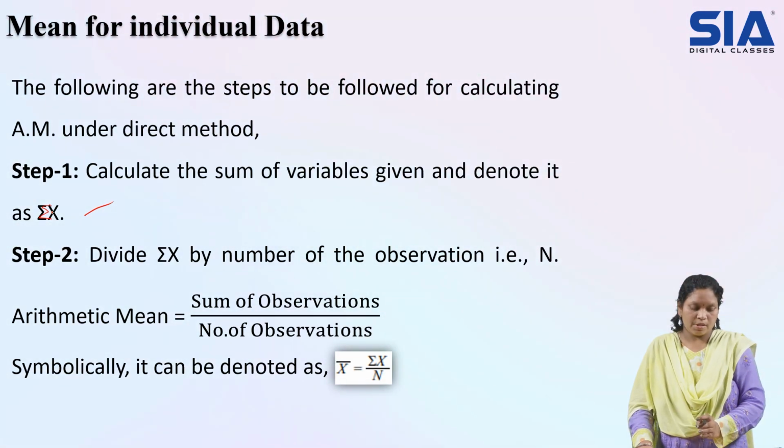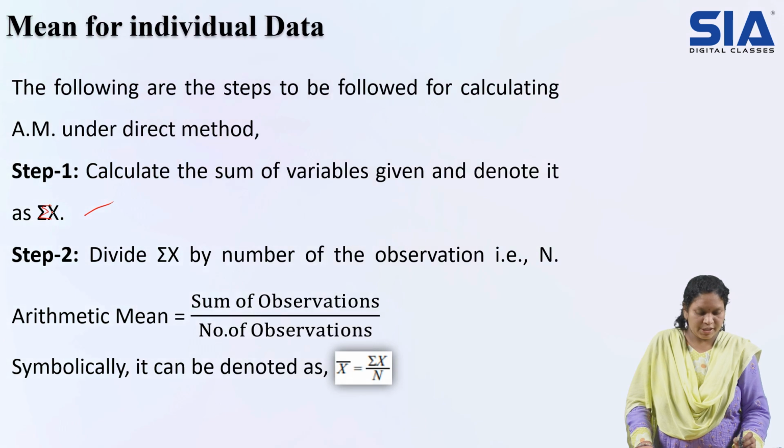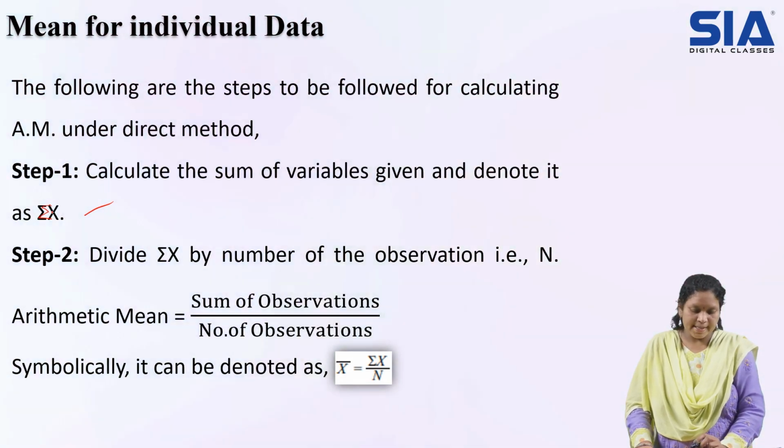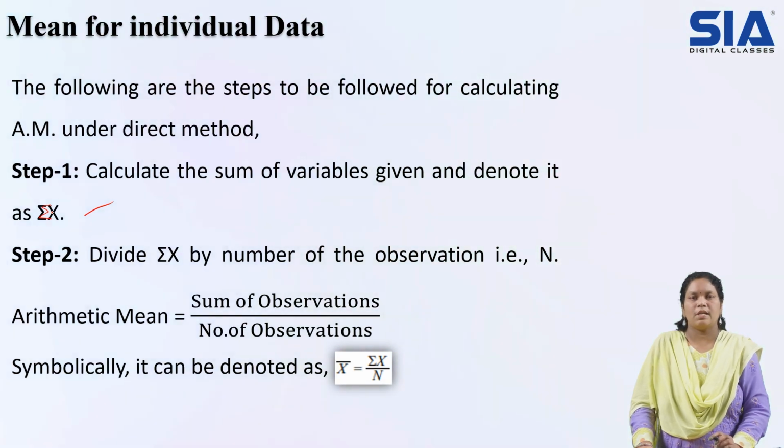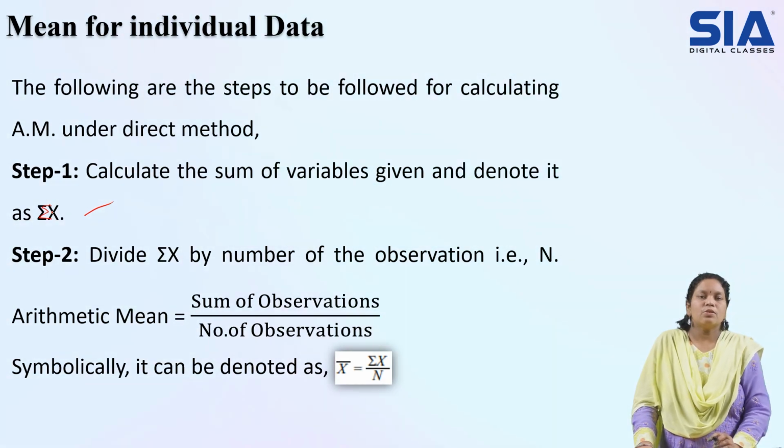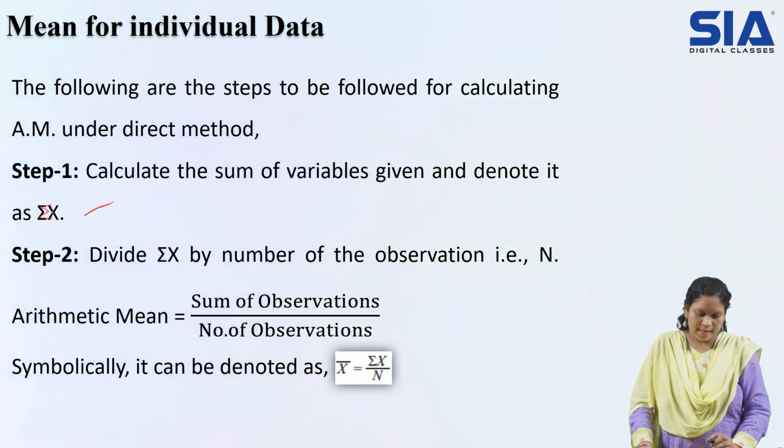So all the roll numbers you have to add up. That is your step 1. Next, step 2, divide summation x by the number of observations. That is capital N. So we have to divide by the number of observations. Like 10 ranks I have taken, so you have to divide by 10. Whatever ranks you have added, for that you have to divide by 10. So that is your actual arithmetic mean formula.